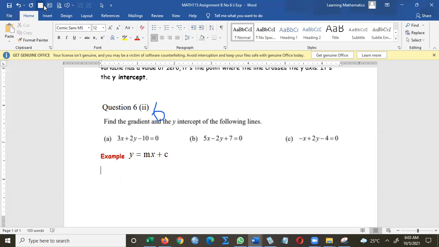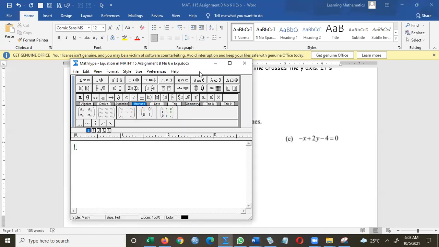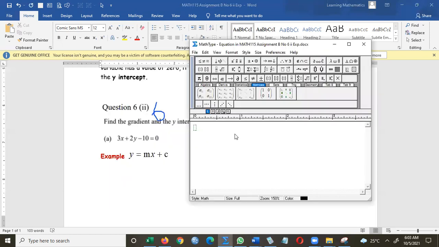So for example, let's say you have 3x plus 2y minus 10 is equal to 0. So let's say you have 7x plus 8y, let's say minus 15 is equal to 0. Here we cannot identify m and c because y is not the subject. So y is positive already, so we leave it right where it is. And then we cancel out 7x by subtracting. We leave the plus 8y. We cancel out minus 15 by adding.